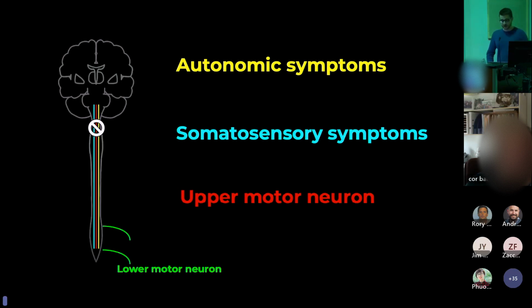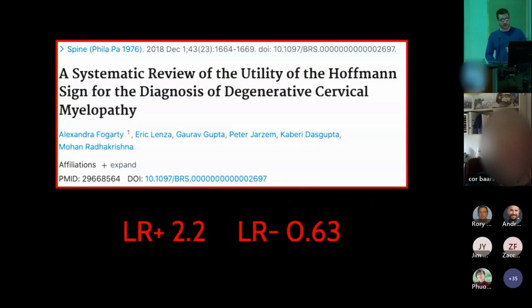Autonomic symptoms can be present. Somatosensory symptoms can be there. Upper motor neuron findings in both upper and lower extremities, and gait disturbances can be present. No one finding is sensitive or specific enough to rule in the diagnosis, but it really relies on capturing that collection of symptoms. I've talked a fair amount about the Hoffman sign.